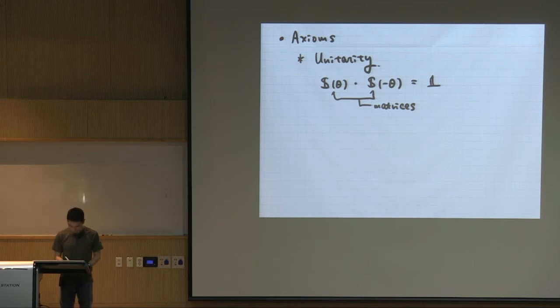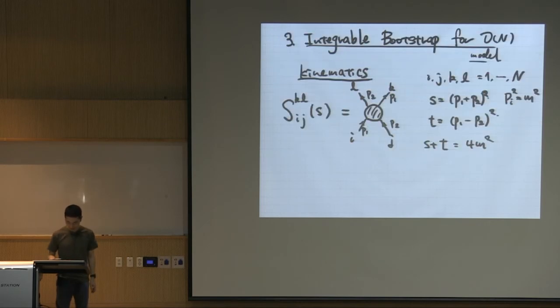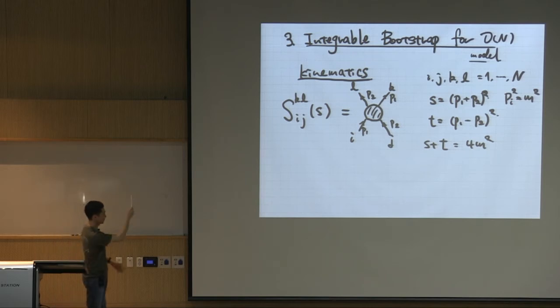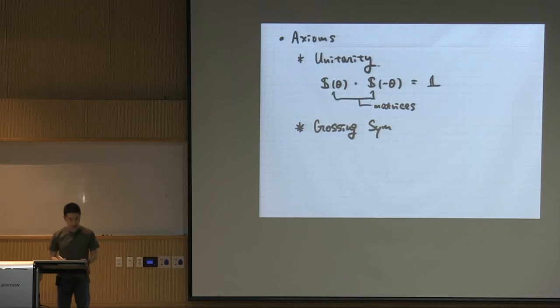Now, there is yet another constraint coming from the crossing symmetry. Essentially, the crossing symmetry is the statement that I can view the scattering process in this direction or in this direction, but the answer should be the same. In the language of thetas, it's essentially saying that S_ijkl of theta is the same as S_ilkj of i pi minus theta.